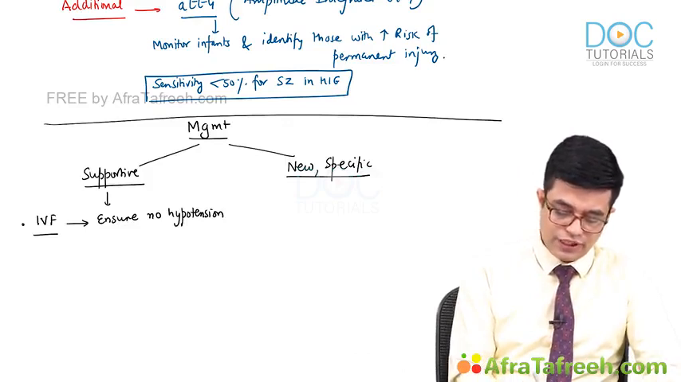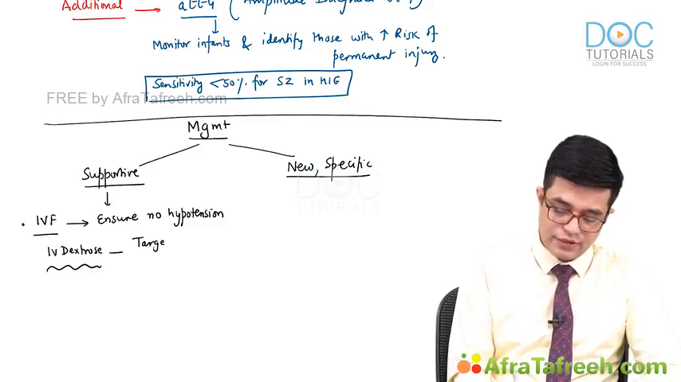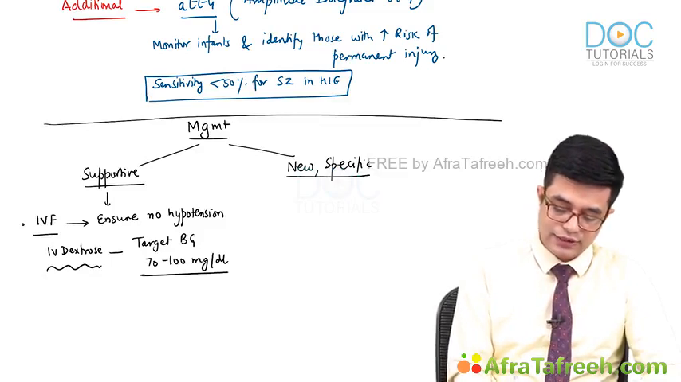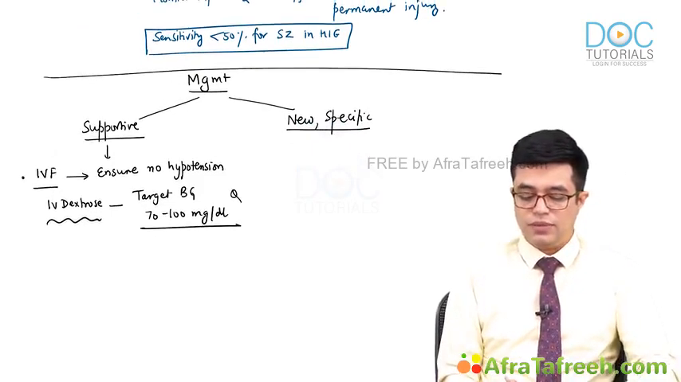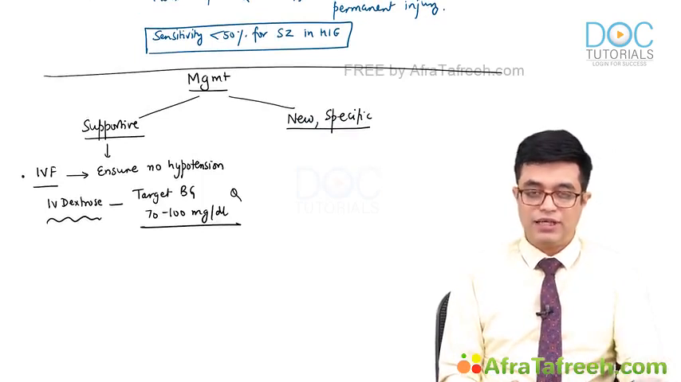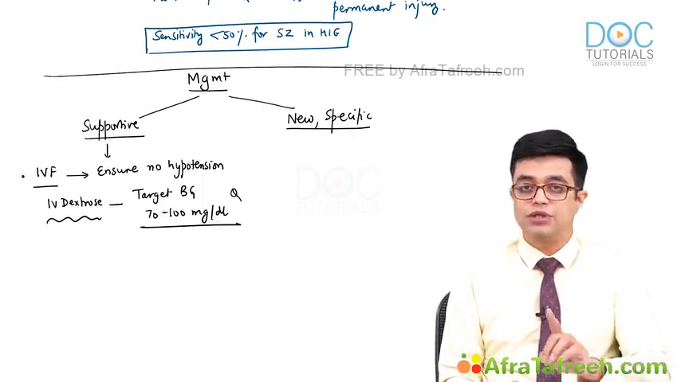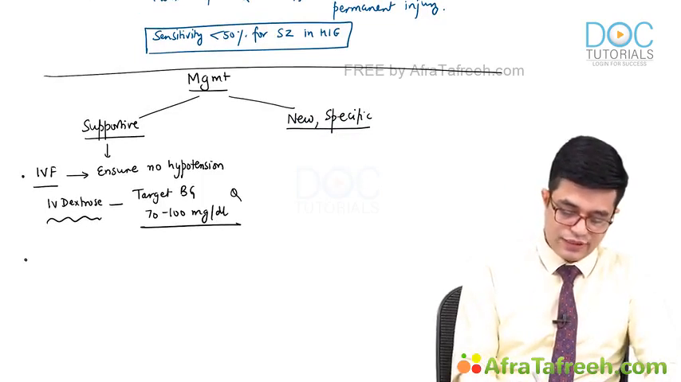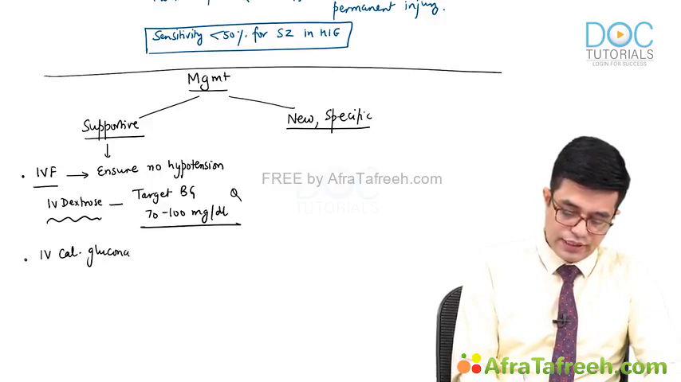When you are using IV dextrose, remember that the target blood sugar or blood glucose in these children is between 70 to 100 milligram per deciliter. This is your potential MCQ, because both hypoglycemia and hyperglycemia are associated with increased injury to the brain. The second thing you will do is IV calcium gluconate in maintenance doses.